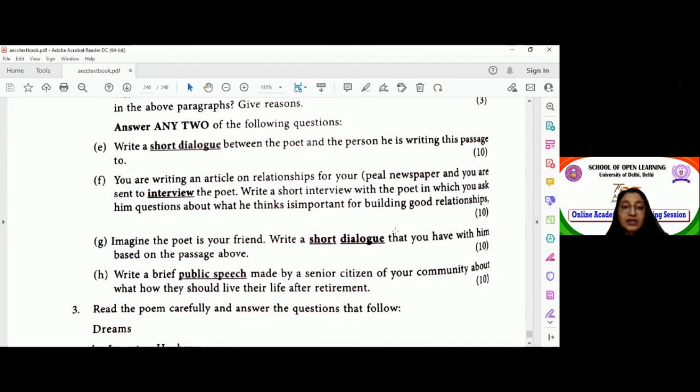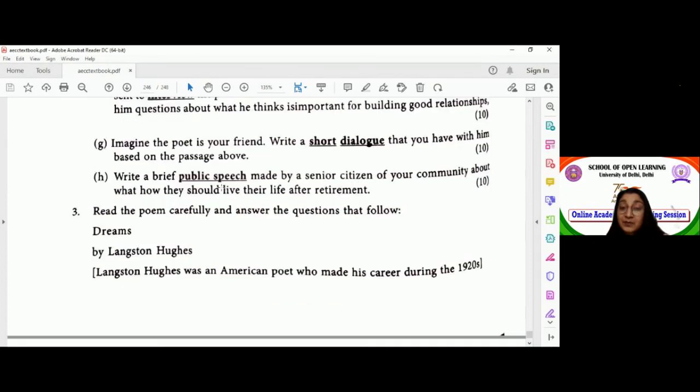Short dialogue, interview, a public speech. Public speech is usually talking to a larger audience, asking questions, asking rhetorical questions. We discussed this. Rhetorical questions are questions that need not necessarily be answered. For example, politicians do that when they go for political rallies. They say, "Have your demands been fulfilled in the last 5 years?" So you need not necessarily answer that question, but that is a rhetorical question.